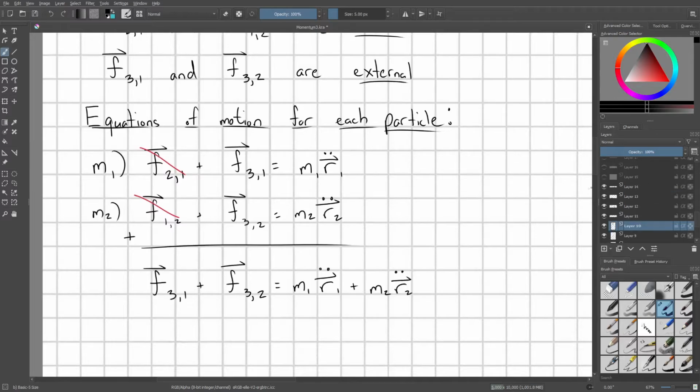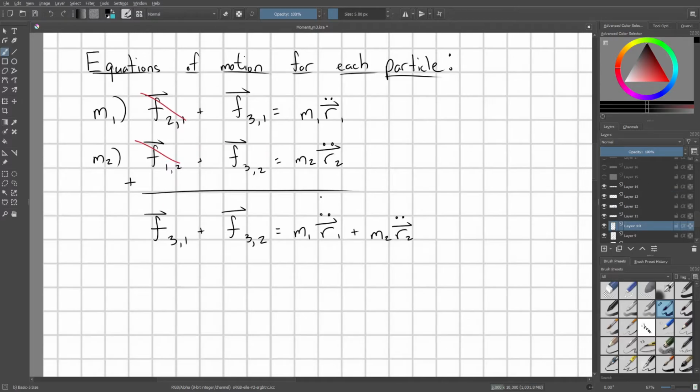And so we add these forces together, and we get F3,1 plus F3,2 on the left-hand side, and that equals M1 times R1 double dot plus M2 times R2 double dot. If you remember before, this left-hand side was 0. In this case, it is not.